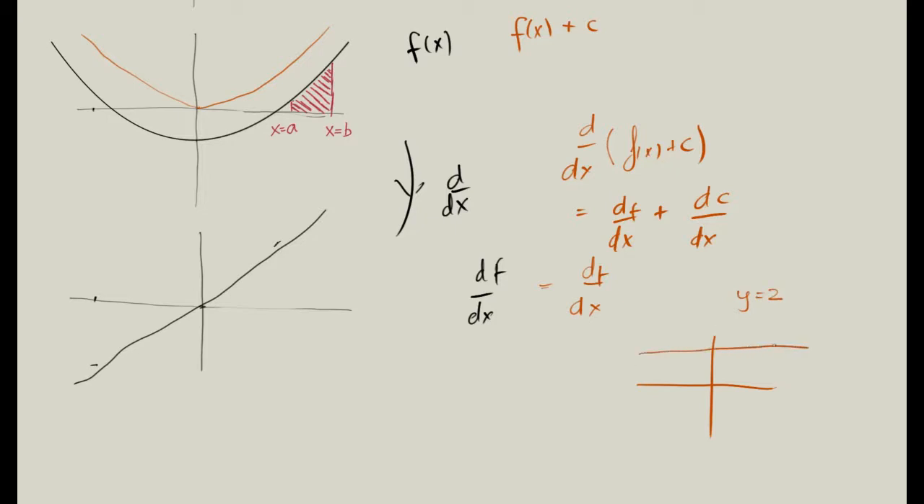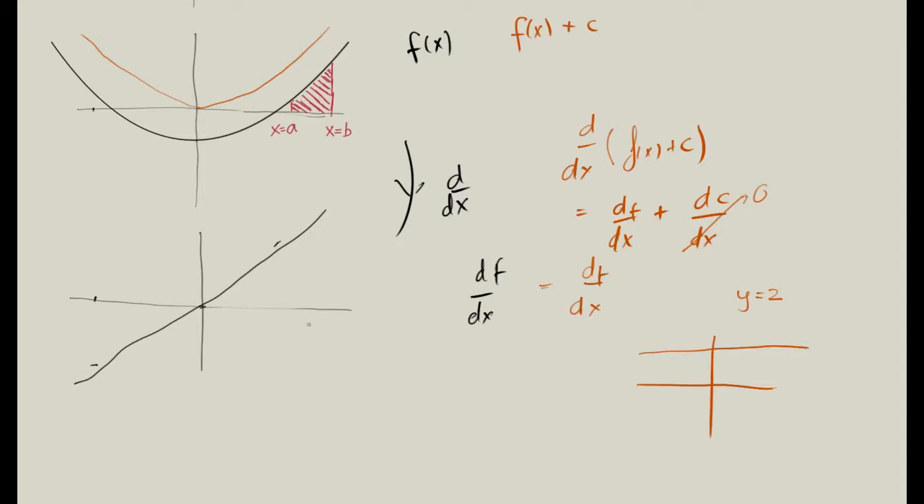Okay, so how does c change, which is just this line? How does this line change the height as we change x? Well, it doesn't. It just stays put. It's got 0 gradient. So this is equal to 0, and therefore we get our df dx. Okay, so that's the geometric idea behind why the derivative of a constant is 0.